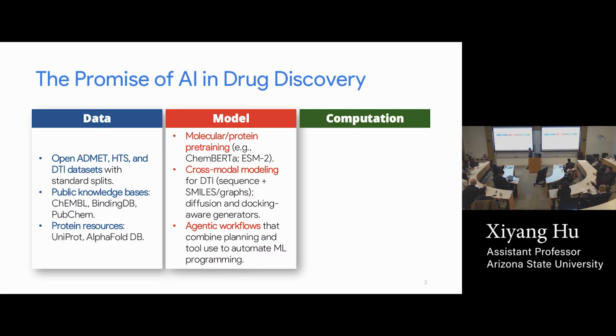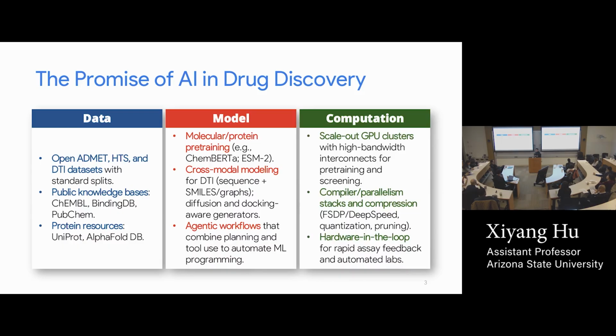And what's more exciting is the emergence of agentic workflows. We now have AI systems that can plan, can reason, can use external tools, and can retrain the model on itself. And the last thing is computation.